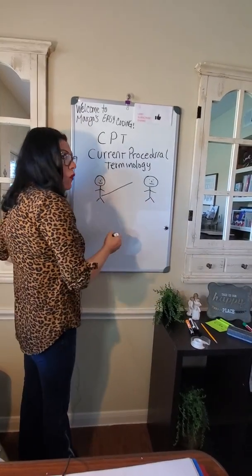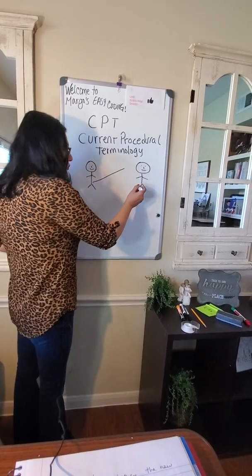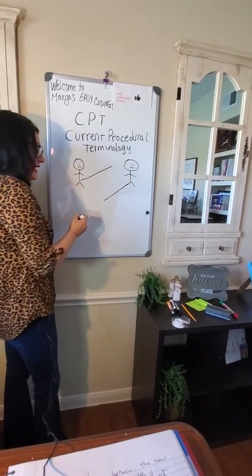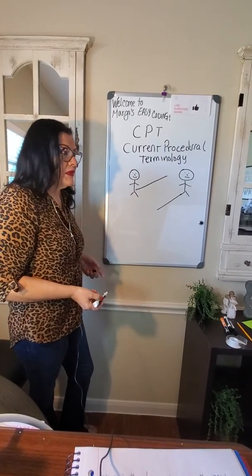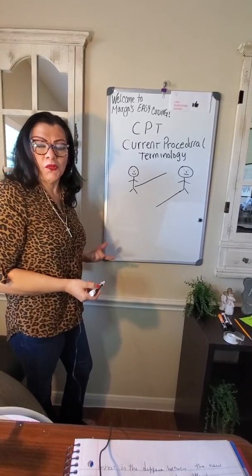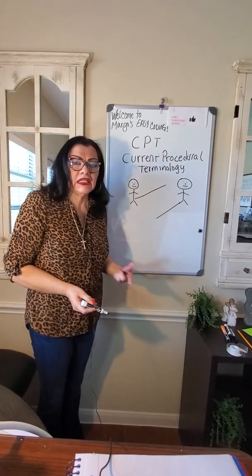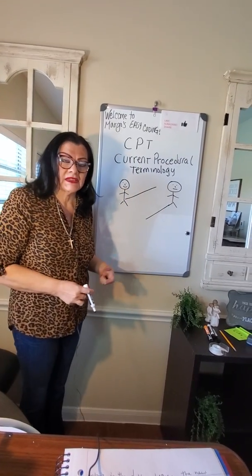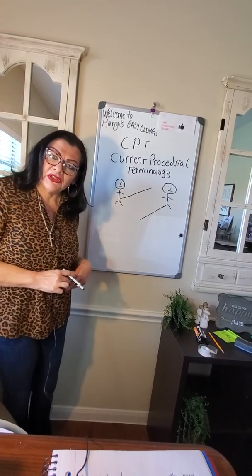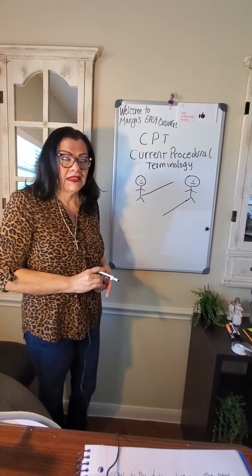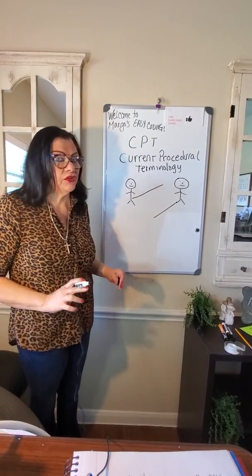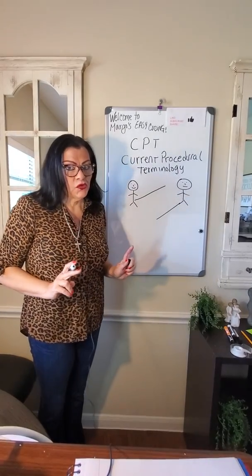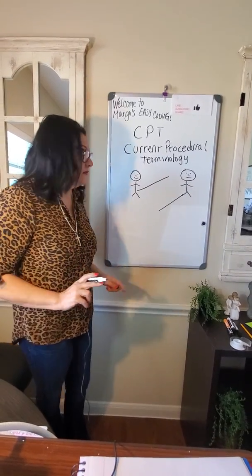The doctor now wants to get paid. So he needs to send his claim to any private insurance companies or Medicare or Medicaid or any other type of commercial insurance. There will be another video for insurance companies and everything that has to do with that. But right now, we are just learning how to do CPT codes for an office visit.